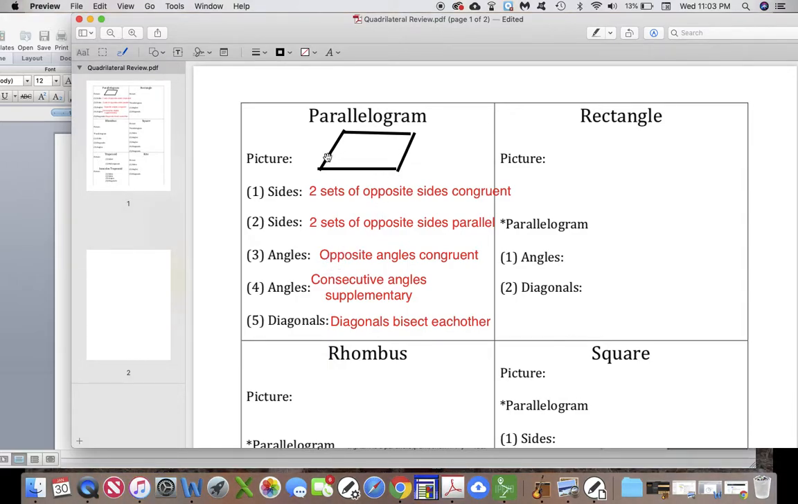Angles, the opposite angles. So this one here and this one here would have to be exactly the same measure. So if this one's 40 degrees, this one's also 40. Same thing with this one. This one would have to be the same measure as that one.